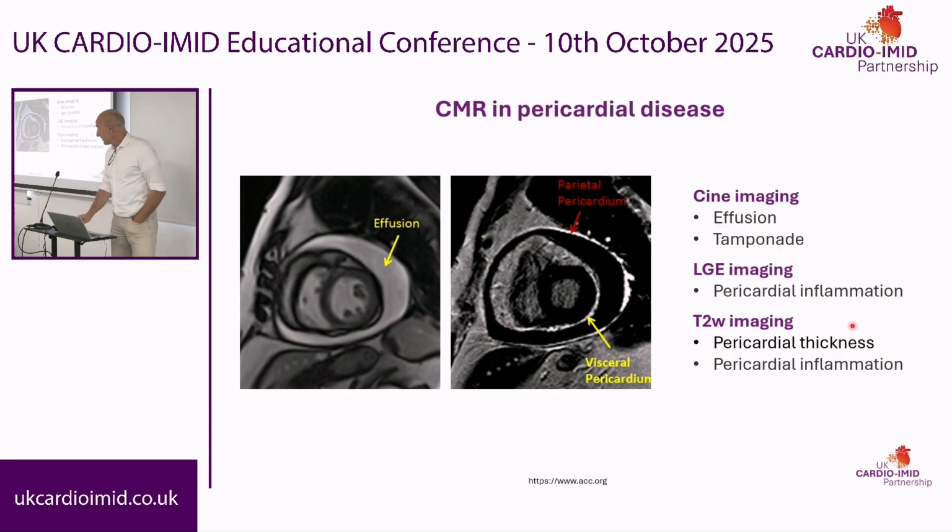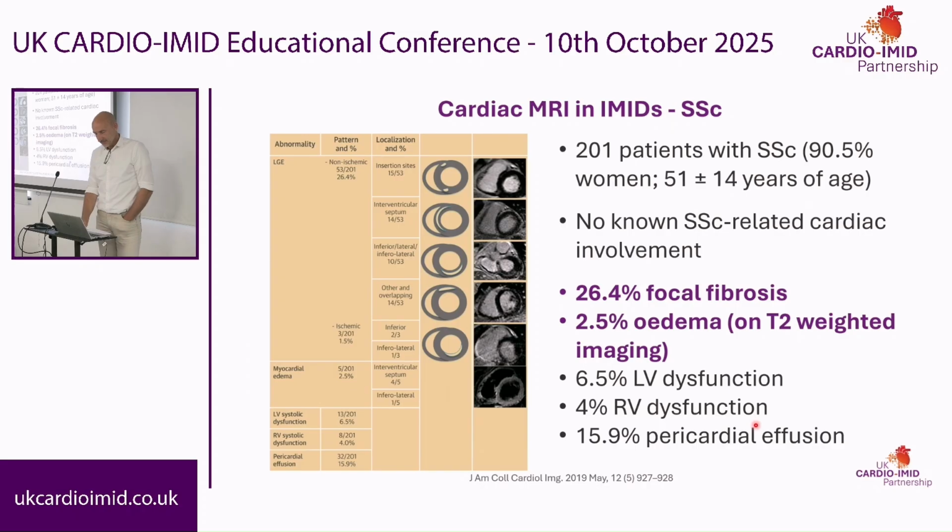This is a case from the literature just to show how we use it in pericarditis. So we see the effusion. You now see the white ring around the heart, nicely highlighting inflammation in the visceral and the parietal pericardium. So this is acute pericarditis.